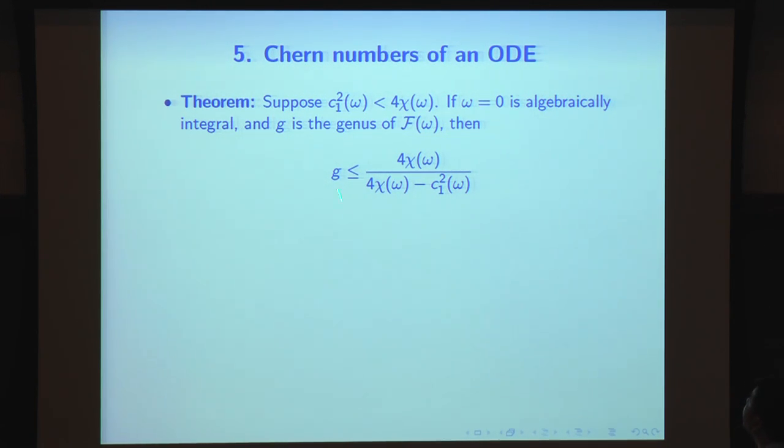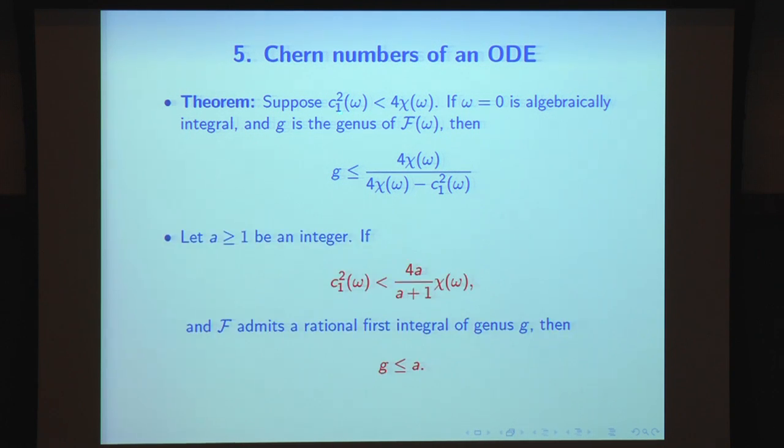Okay, we can use some slope inequality for fibrations to get some solution to Poincaré's problem or Painlevé's problem. For example, we consider some special ODE satisfying this inequality. If this ODE is algebraically integrable, and g is the genus of the corresponding fibration, then g is bounded by the Chern numbers. So this is a solution to the problem of Painlevé.